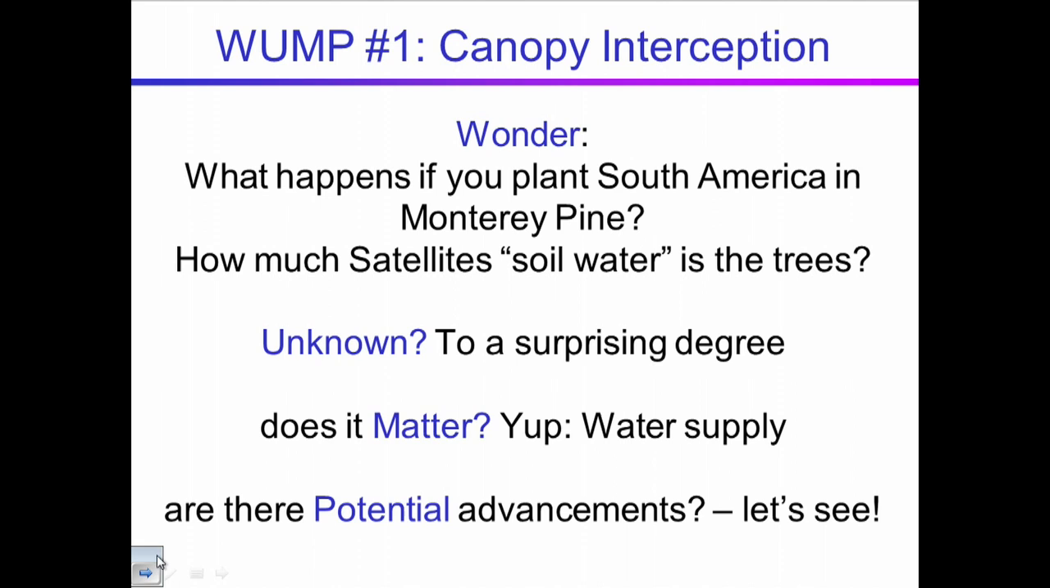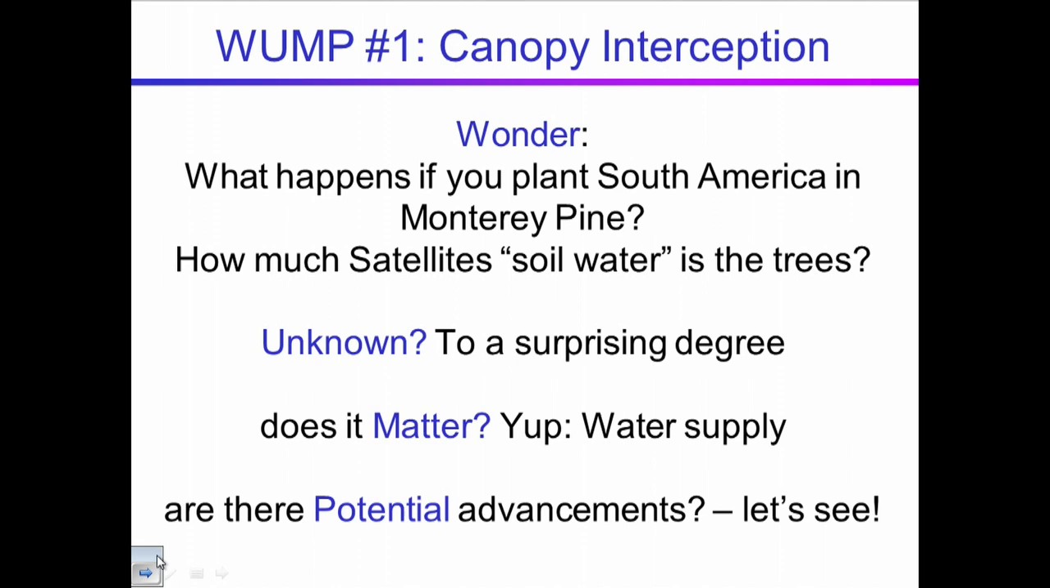Is this known? And I looked at the way he was trying to document this with rain gauges scattered hither and yon. It was very messy, very complicated, very expensive, and not very accurate. Does it matter? I think so, yes.